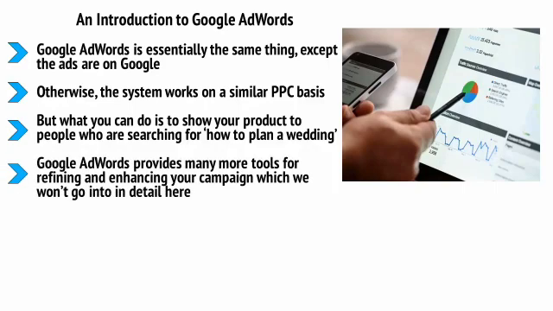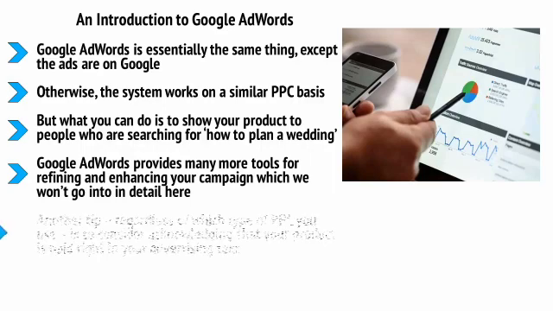Google AdWords provides many more tools for refining and enhancing your campaign, which we won't go into detail here. But one example is the option to use negative keywords, terms that you want to exclude people from seeing your ads. For example, you can make sure that no one includes the term free, as those people are unlikely to be willing to pay for your products.